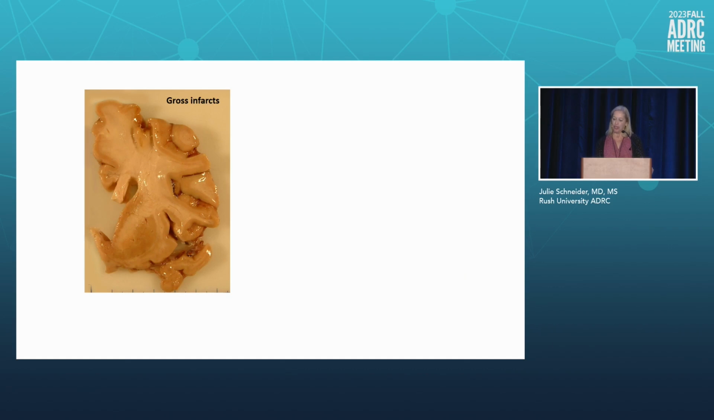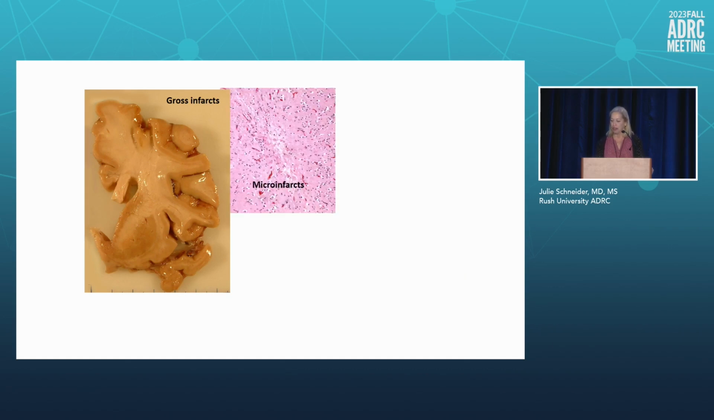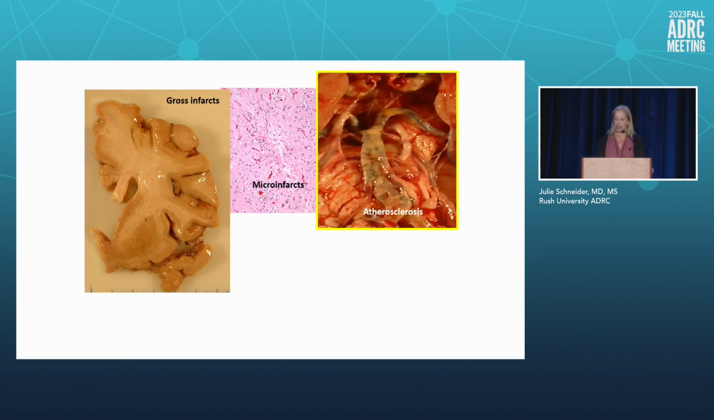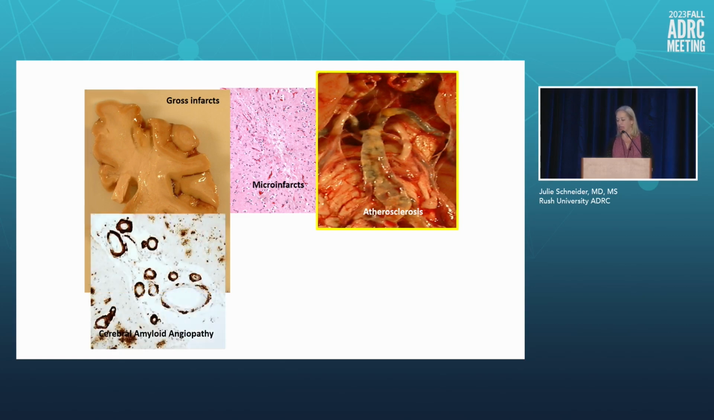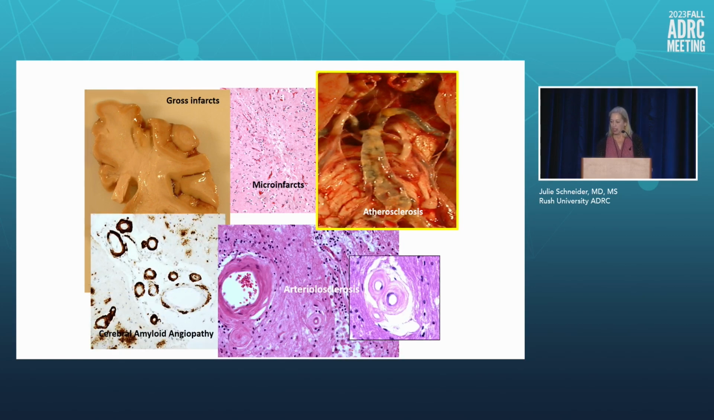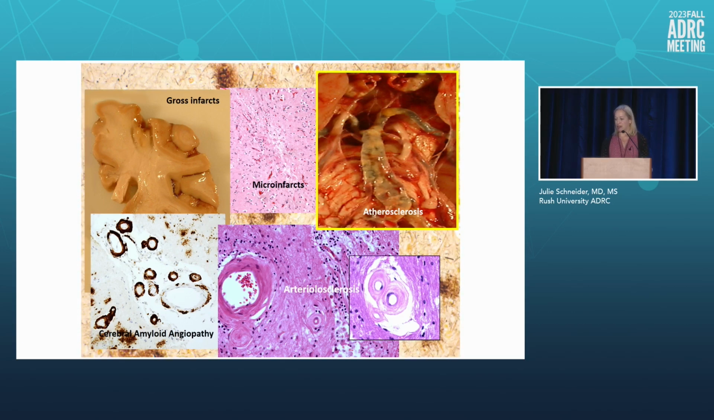So just to show the non-neuropathologists what we're looking at, I just have a picture of a gross infarct, a microinfarct, atherosclerosis at the circle of Willis, 100% of us look at there, a cerebral amyloid angiopathy, and arteriolar sclerosis, often on a background of Alzheimer's disease.